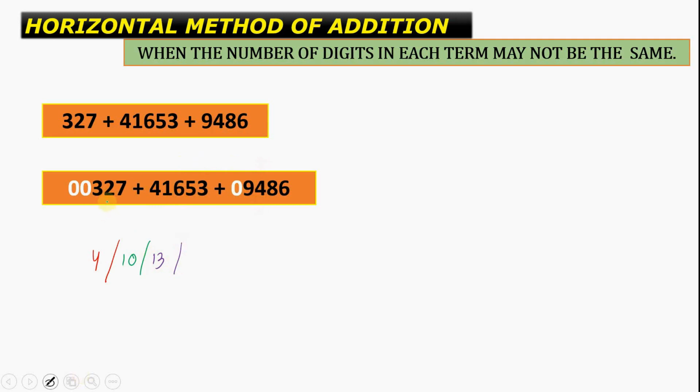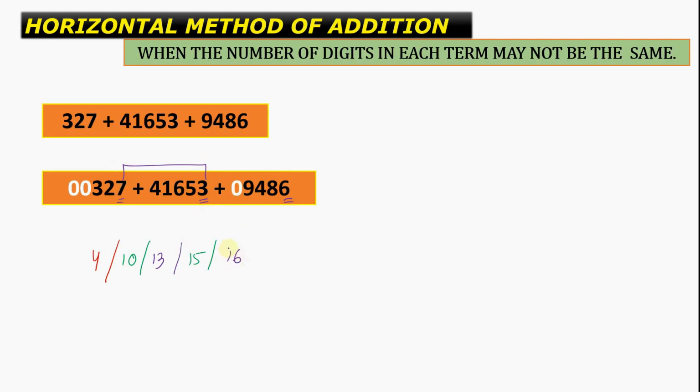Now let's add the tens digit. So we need to add 2 plus 5 plus 8. 2 plus 8 will become a 10, and we will add 5 to this. So the answer will be 15 at this place. Now we need to add the units place. So 7 plus 3 plus 6. 7 plus 3 will become a 10, plus 6 is 16.